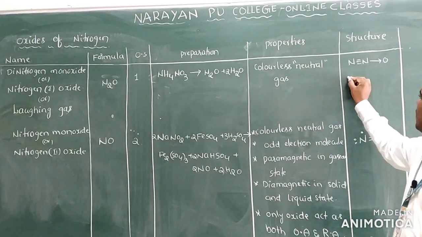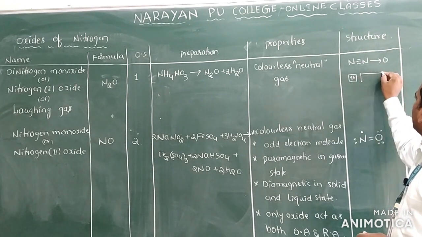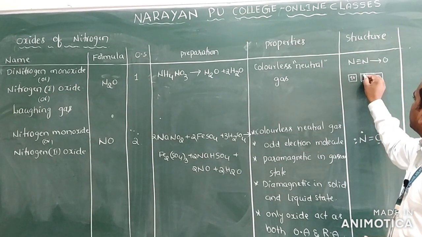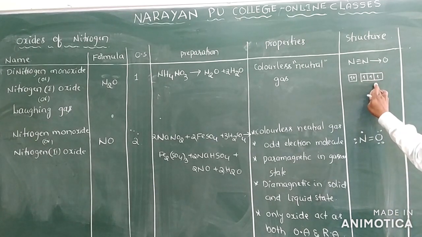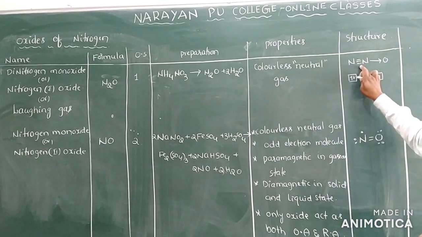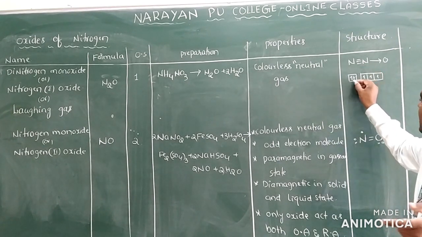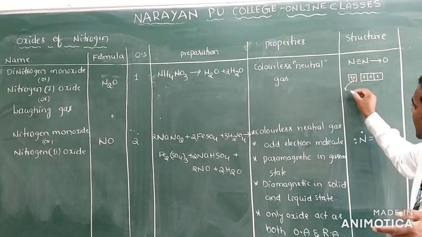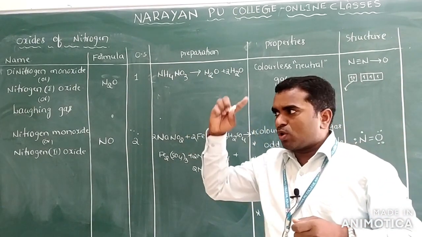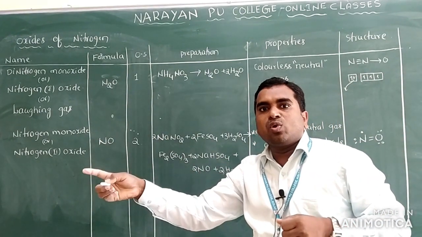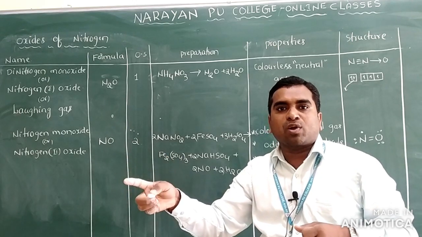You already know the electronic configuration of nitrogen: 2s2 2p3. It has 3 unpaired electrons, so it will form 3 bonds. Nitrogen will form a 4th bond when it donates its pair of electrons to others. When it donates a pair of electrons, that bond is a coordinate bond, or we can call it a dative bond.